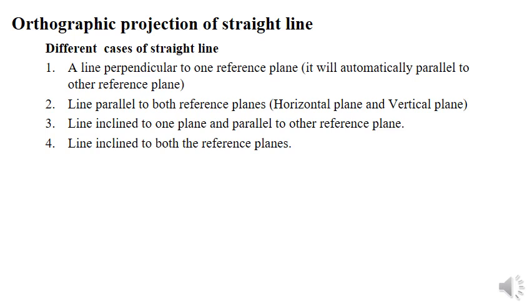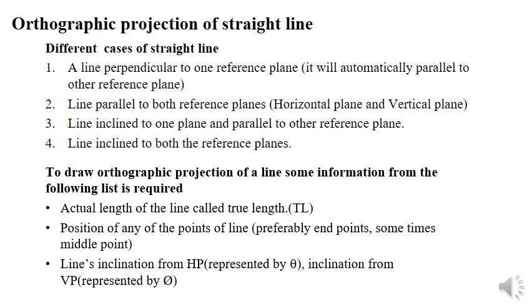Now the second case is the line which is parallel to both the reference planes, that is horizontal plane and vertical plane. And the third case which I will consider here is a line inclined to one plane and parallel to the other reference plane. Now to draw the orthographic projection of a line, some of the following information may be required. Not all information will be given. Sometimes these are the main information which we require. Any of these 3 can be given.